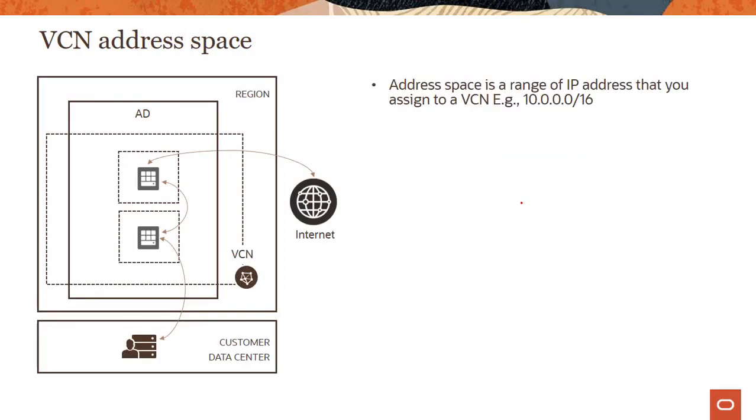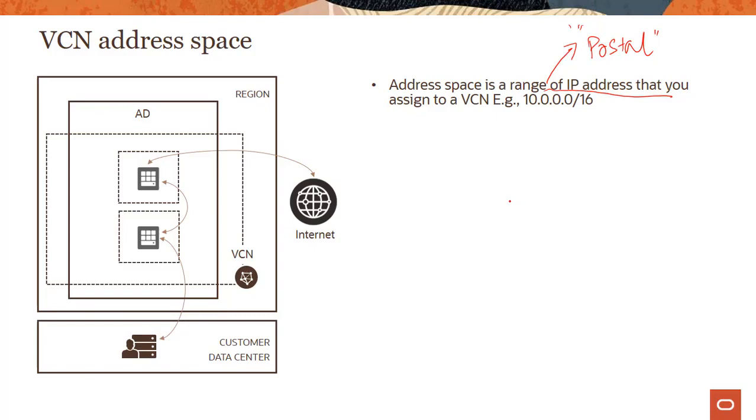Now let's dive a little deeper. When you create a VCN, the first thing you do is give it an address space. An address space is nothing but a range of IP addresses that you assign, like in this case, 10.0.0.0/16. Now, what do we mean by an IP address? Think of an IP address like your postal address. It is a unique identifier for all the equipment and assets by which you can identify an asset.